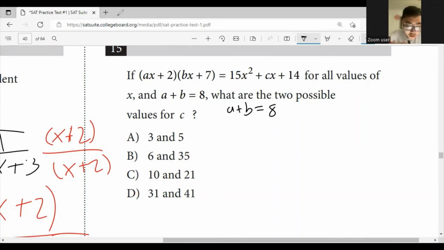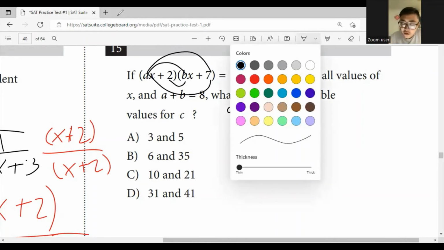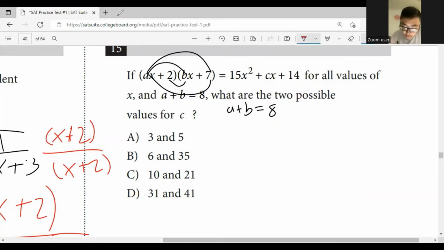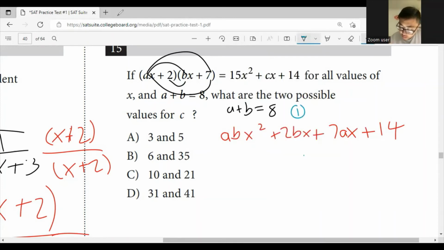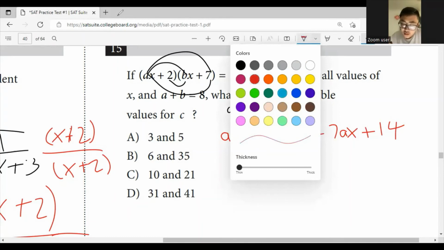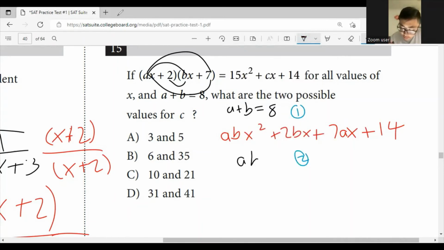I know they're equal to each other, so I'm going to try to FOIL something out to get it in the same format as this. All right, so that's your FOIL: first, outer, inner, last. So now you're ending up with abx squared plus 2bx plus 7ax plus 14. All right, looks fine. So I know a times b has to be 15 as well. So let's write like 1 and 2. I know this: a times b equals 15.